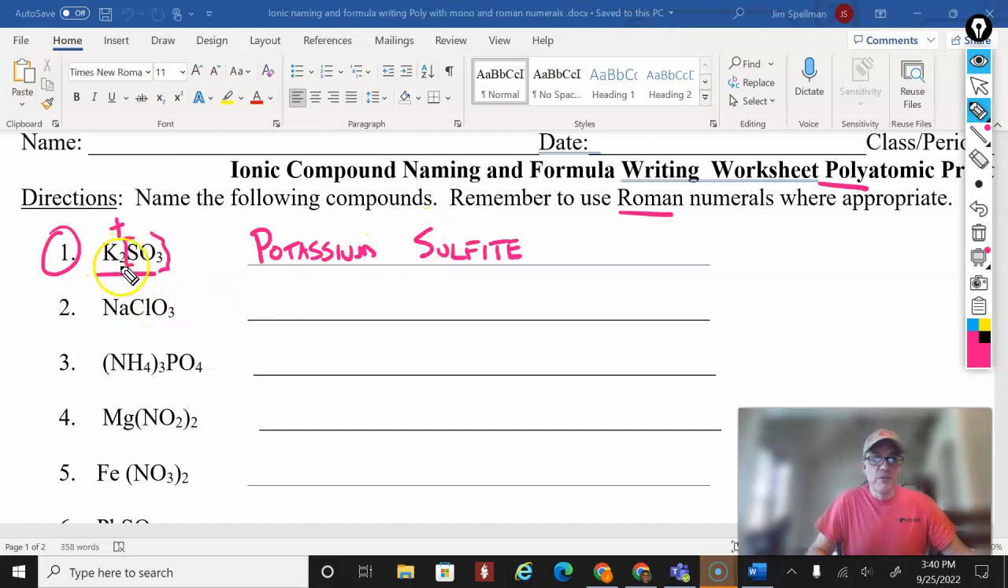So as I'm going through this, I'm kind of identifying, is it a metal? Is it a transition metal? Is it a non-metal? Is it polyatomic? Kind of making some decisions so I can figure out best how to name. So again, same thing with number two.